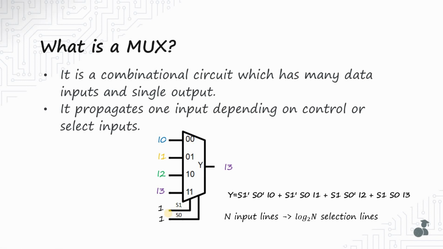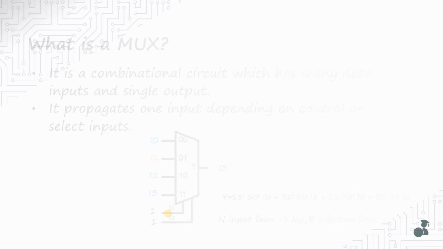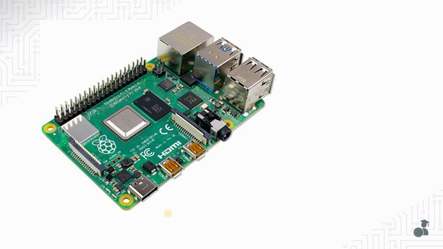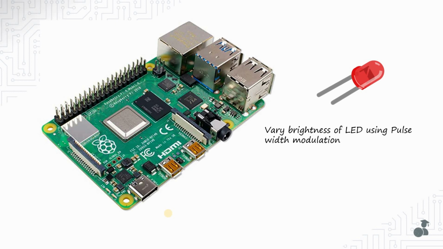Multiplexers are one of the most frequently used circuits. Let us see a real-world example of where a multiplexer is used so that you can correlate. You must have all used one or the other microcontroller to interface some sensors in your projects. Let us suppose you are using Raspberry Pi and you want to interface an LED to it and you want to use pulse width modulation and vary the brightness of the LED. The first thing you would do is browse for the pinout and the datasheet of Raspberry Pi.